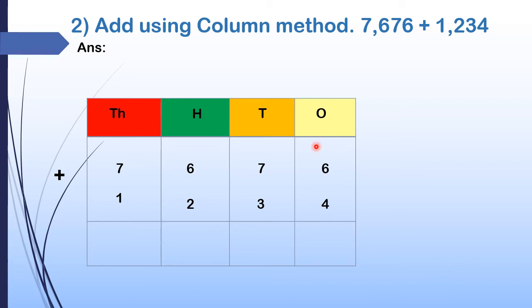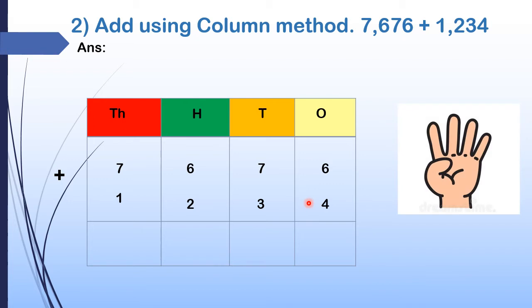Okay, we have to start from ones column. So 6 plus 4. Keep 6 in your mind, 4 in your fingers. After 6: 7, 8, 9, 10. So here we got 10. 10 is a 2-digit number, isn't it? So if we get any 2-digit number, you have to carry over that tens place value to the next column. So here you have to write 0 here, 1 to the next column.